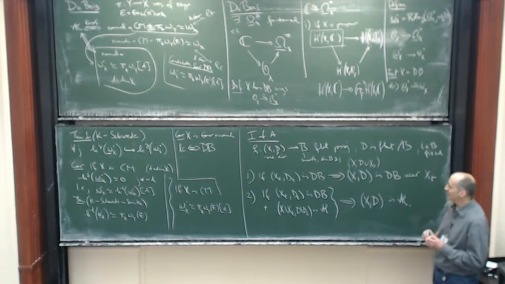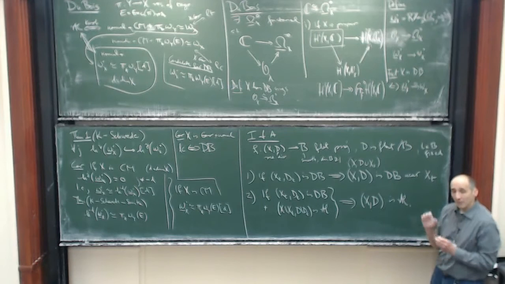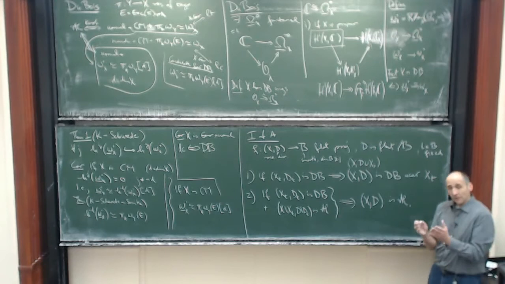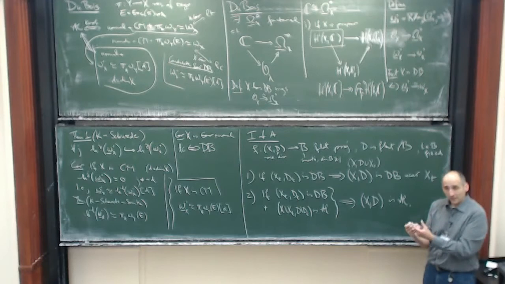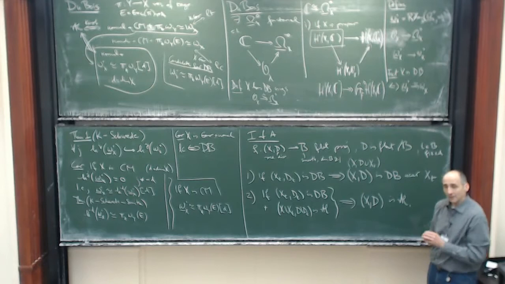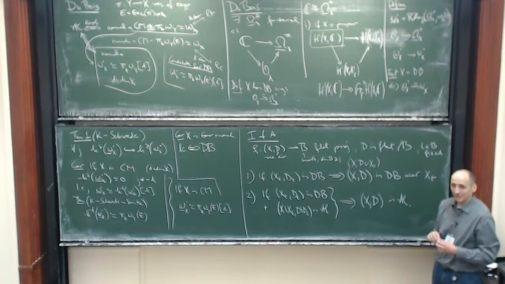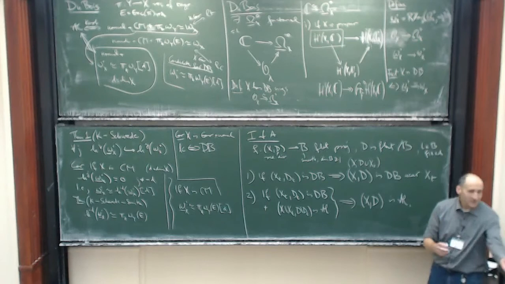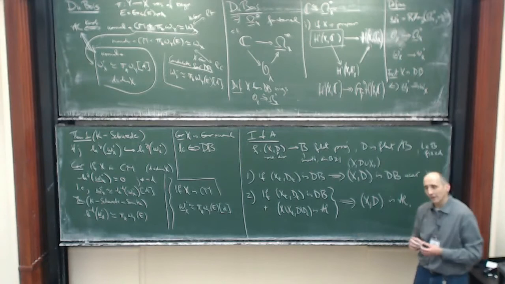There's one thing that Du Bois pairs and rational pairs lack, that log canonical and log terminal pairs have. If you have a log canonical pair and you subtract a Q-Cartier divisor from the boundary, then it's still log canonical. This is not true for Du Bois pairs and rational pairs. So, for example, it's not true that the ambient variety is necessarily rational or Du Bois. It is true if X is Gorenstein, if K_X is Cartier, if D is Cartier too. That's right. So there are various conditions under which it holds, but not as general as in the log canonical case.